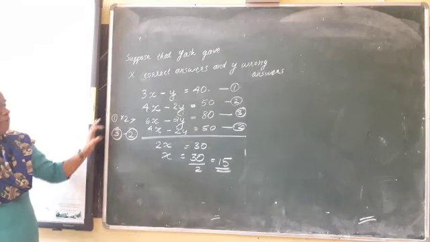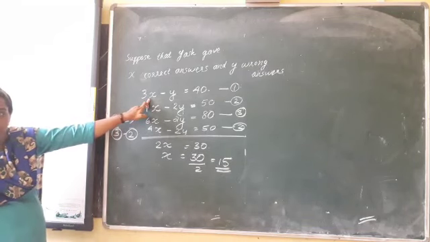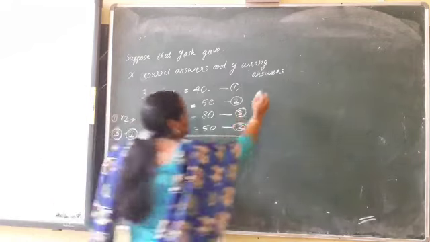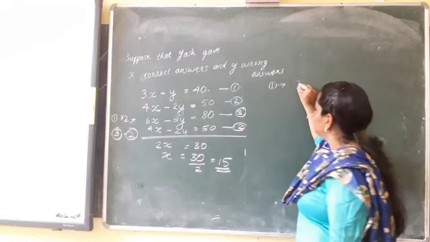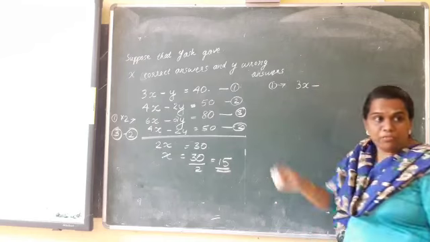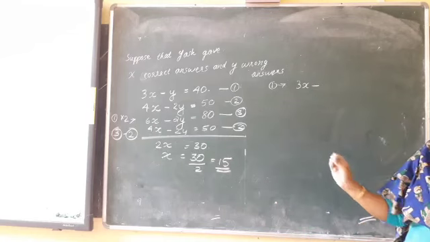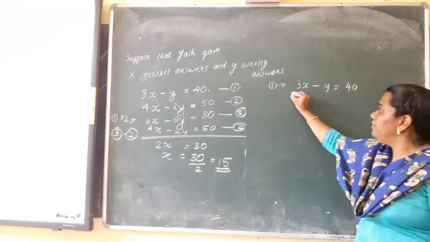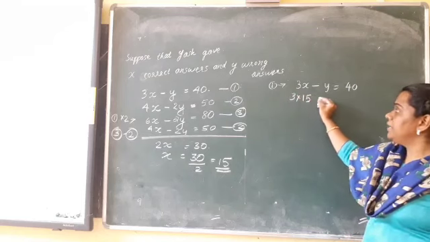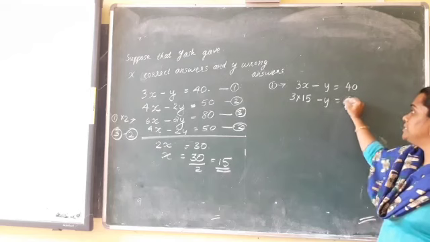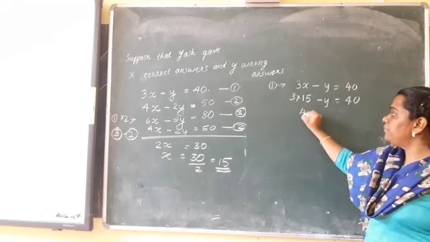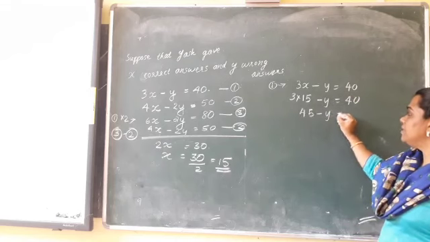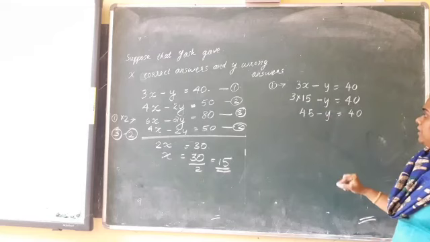How to find the number of wrong answers? We can substitute in the first equation. What is our first equation? You can substitute in any of the equations. All the equations should be satisfied. 3x minus y is equal to 40. We got x is equal to 15. 3 into 15 minus y is equal to 40. 3 into 15, 45 minus y is equal to 40.